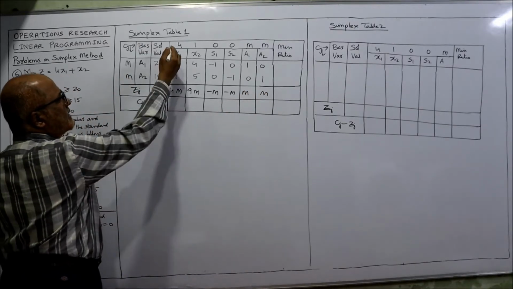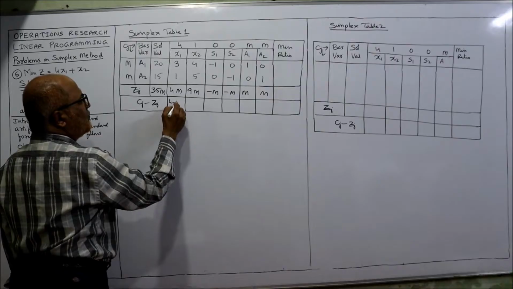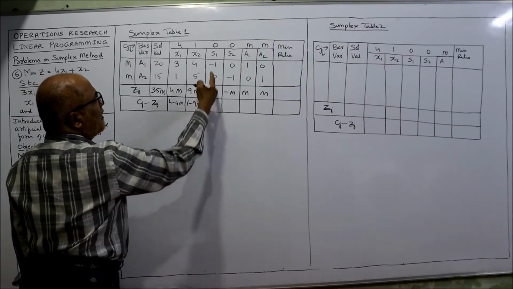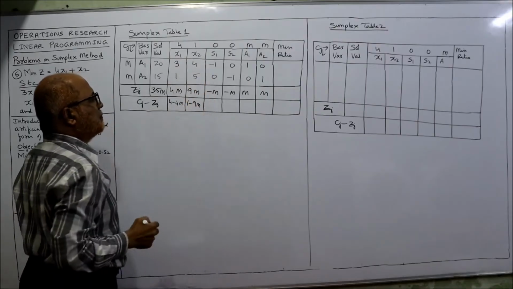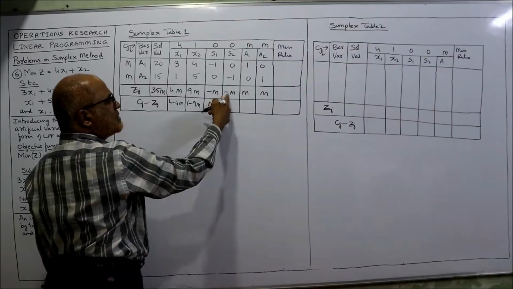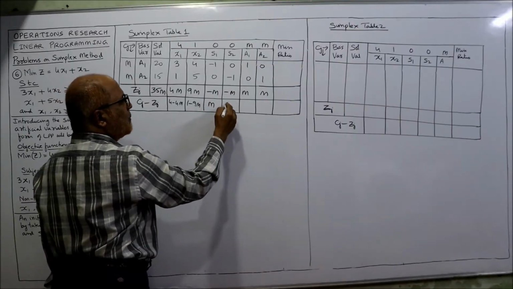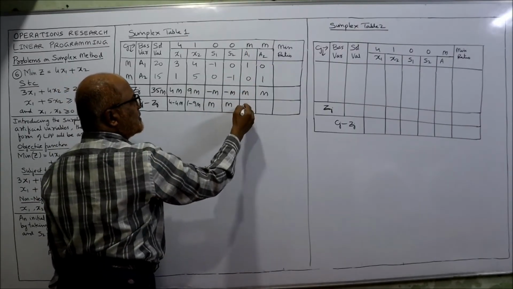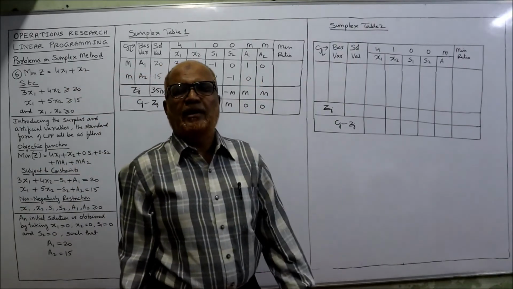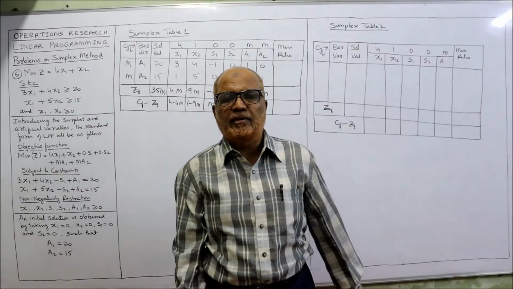Now Cj minus Zj, 4 minus 4M, here 1 minus 9M, here 0 minus minus M, so minus into minus will become plus, here 0 minus minus M, so minus into minus will become plus M, M minus M 0, M minus M 0. Now this is the index row elements.